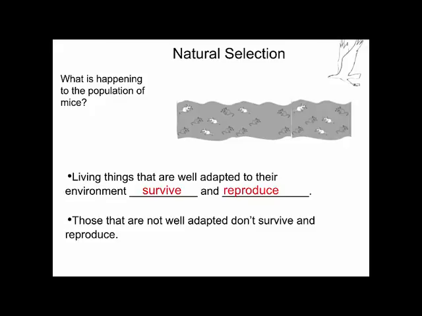More common. And eventually, this whole species of mice might all be dark in color. There would be none of the lighter colored ones left. We would say they've evolved over time. They've changed over time because this trait that was helpful to them gave them an advantage, helped them to survive more.